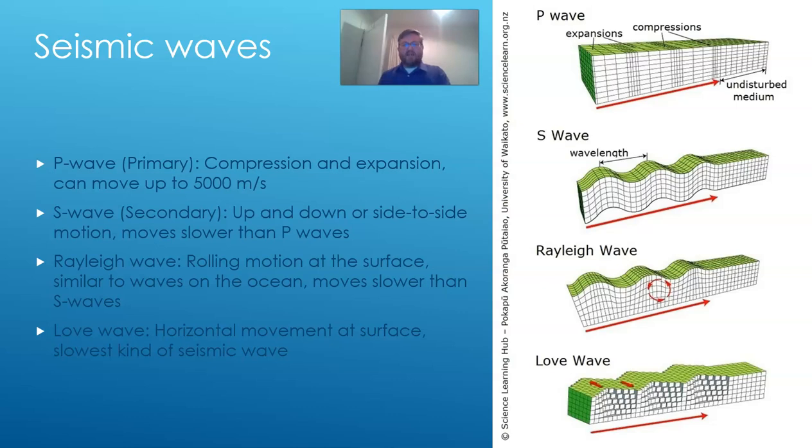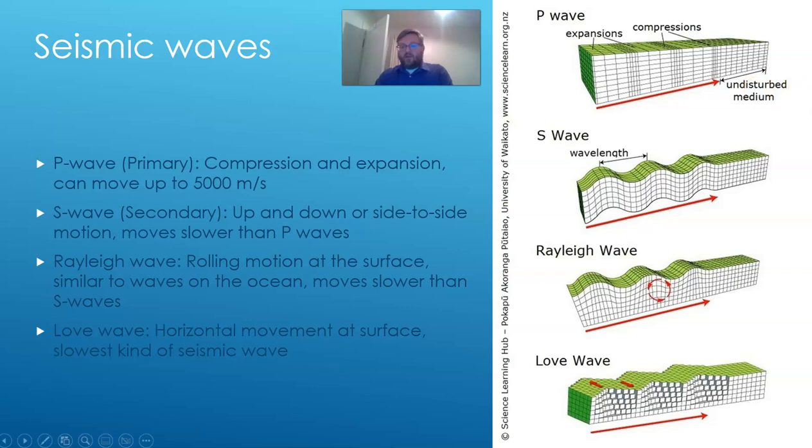That's going to move slower than the S wave. And then the last wave that you'll get hit with is the Love wave, which is a horizontal movement at the surface. So that's the slowest kind of wave to come along. We've got these 4 different waves that occur at different speeds. If you're some distance from your earthquake, you'll be able to detect these waves separately from each other. They'll occur at different times.